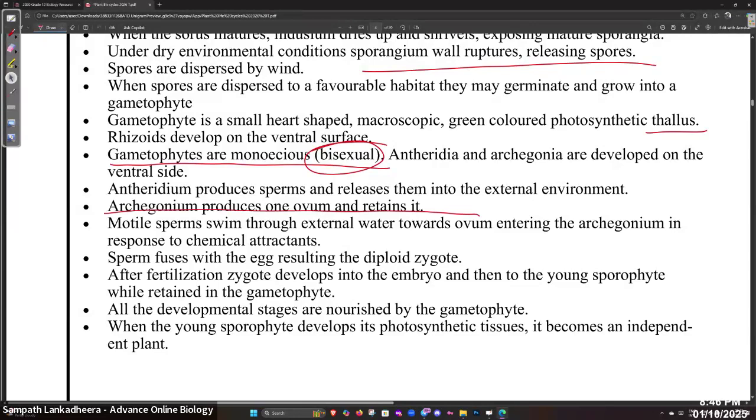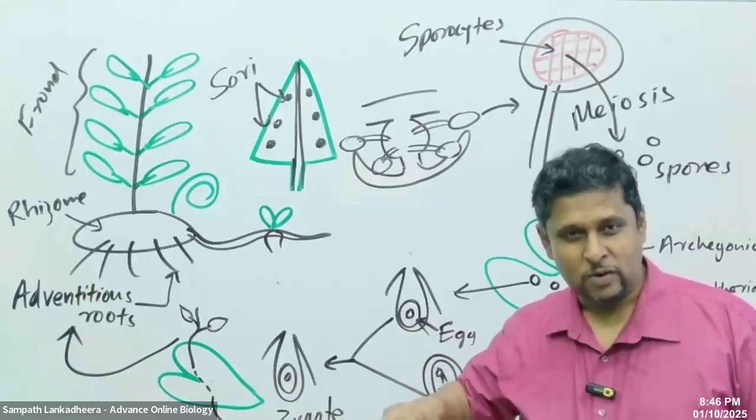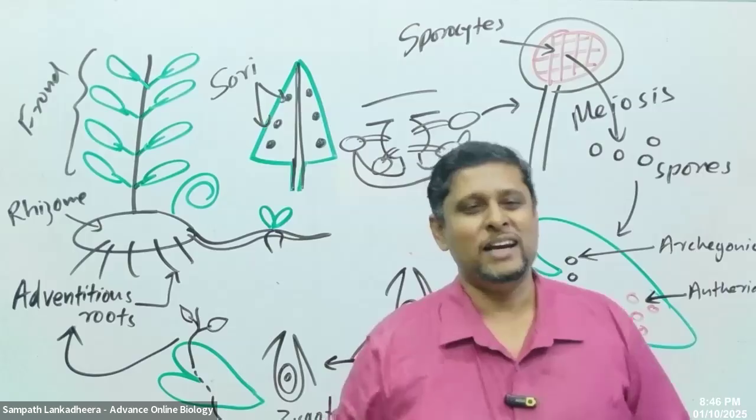Motile sperms swim through the external water. When they swim through the external water, is it external fertilization or internal fertilization?